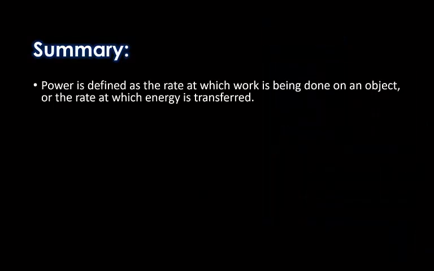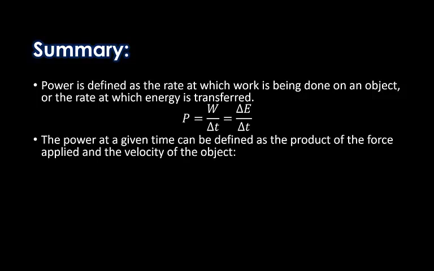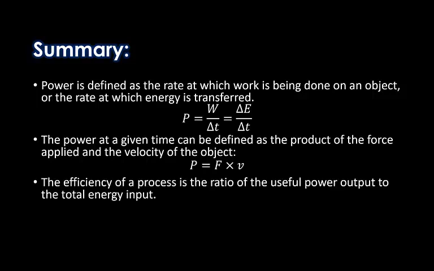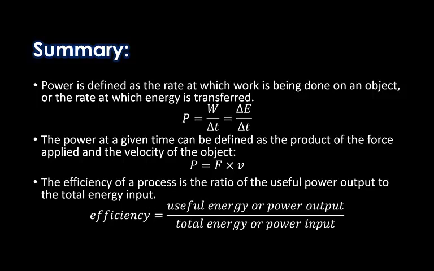Okay, so power is defined as the rate at which work is being done on an object, or the rate at which energy is transferred. And we have these 2 equations for power. It's measured in watts. The power at a given time can be defined as the product of the force applied and the velocity of the object. The efficiency of a process is the ratio of the useful energy output to the total energy input. And you can replace both of those energies with power and you'll get the same number.